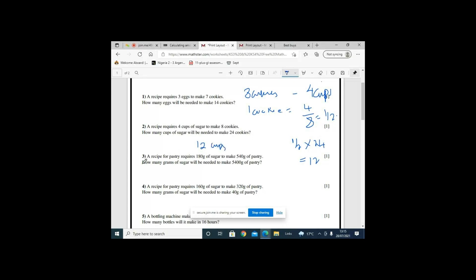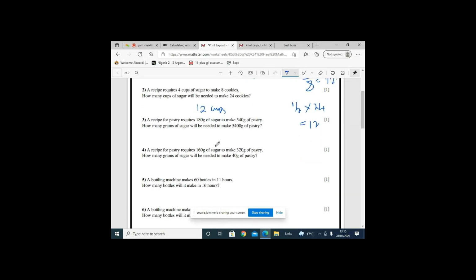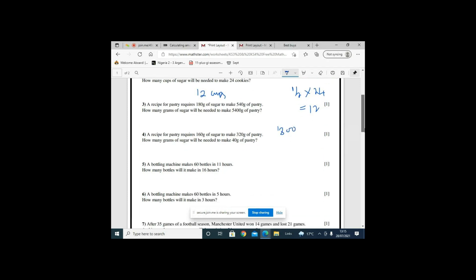I will do a few questions. I will do from 3 to 4. Then you can now try. You can just pause the video and try the rest. So I will do 3 and 4. It said 180 grams of sugar to make 540 of pastry. How many will it take? Just find the cost of one first. So it's going to be 1,800, if you follow it the same way we did the other one.